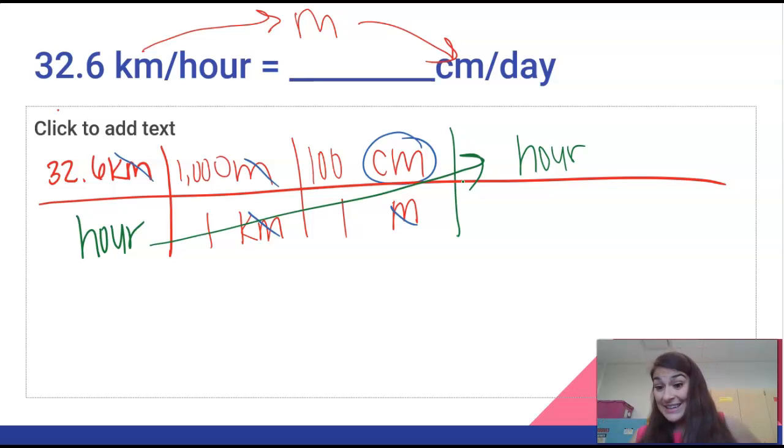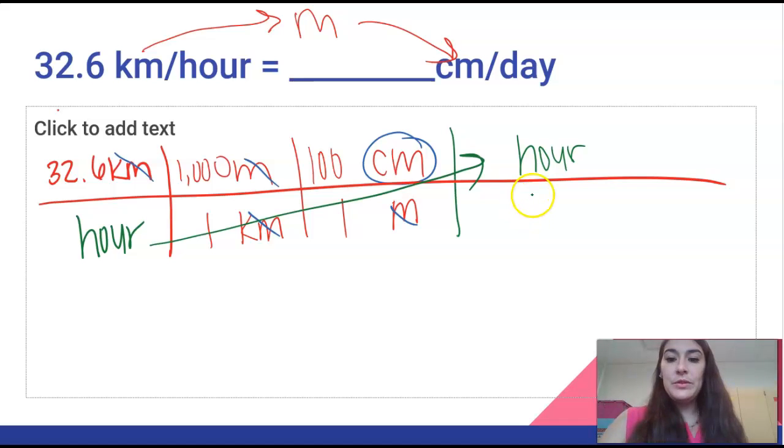Or if it had been seconds, right? Let's say it was going the other way. I don't know how many seconds are in a day, but I do know that in a day, there are 24 hours. And I know that in 1 hour, there are 60 minutes, and that in 1 minute, there are 60 seconds. Okay, so you could just keep going.